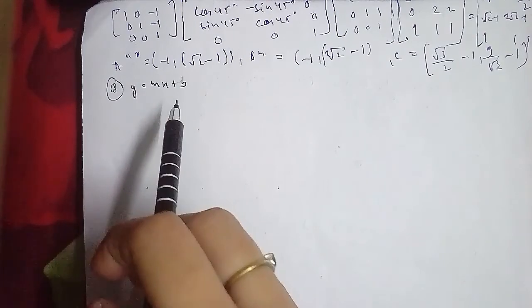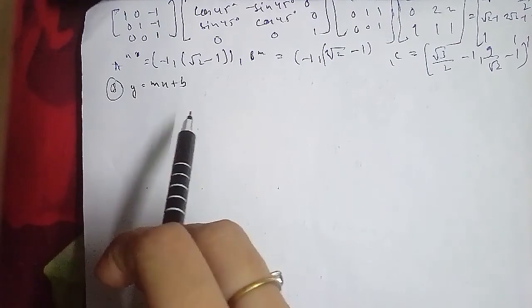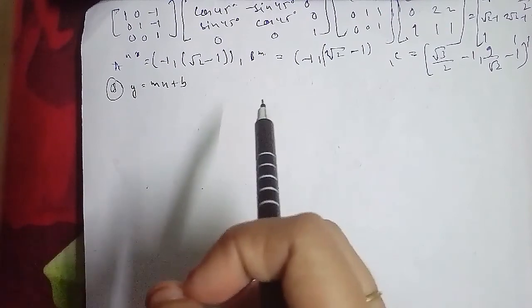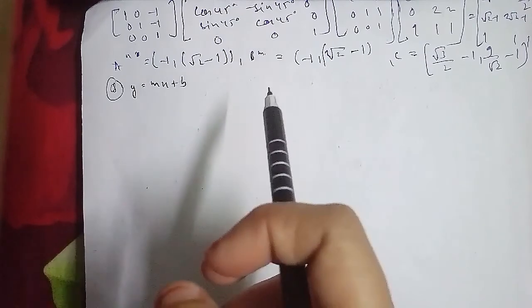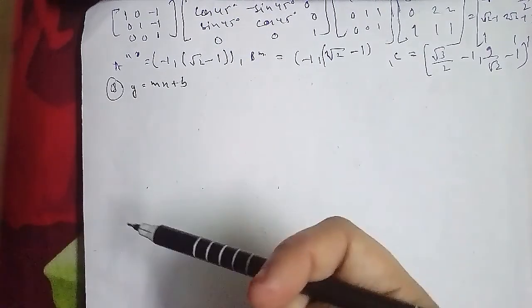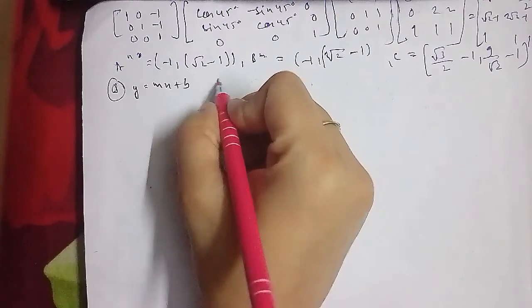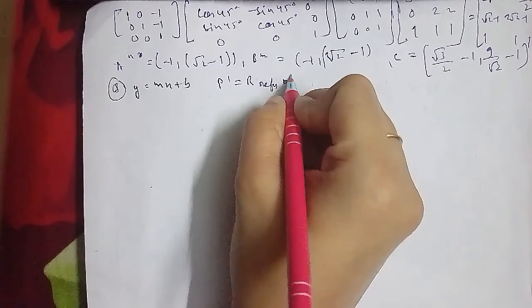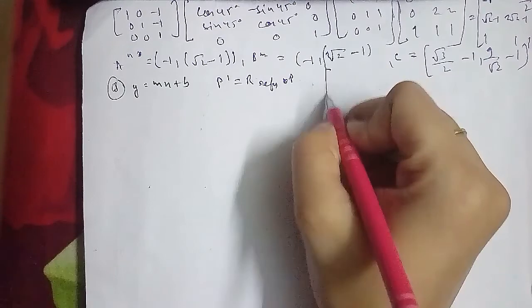So the original position and the reflection position are in opposite directions, and for that we have a matrix: P dash equals R reflection multiplied by P. So we have the equation x dash, y dash, 1 equals 1 0 0, 0 minus 1 0, and 0 0 1, multiplied by x, y, 1.